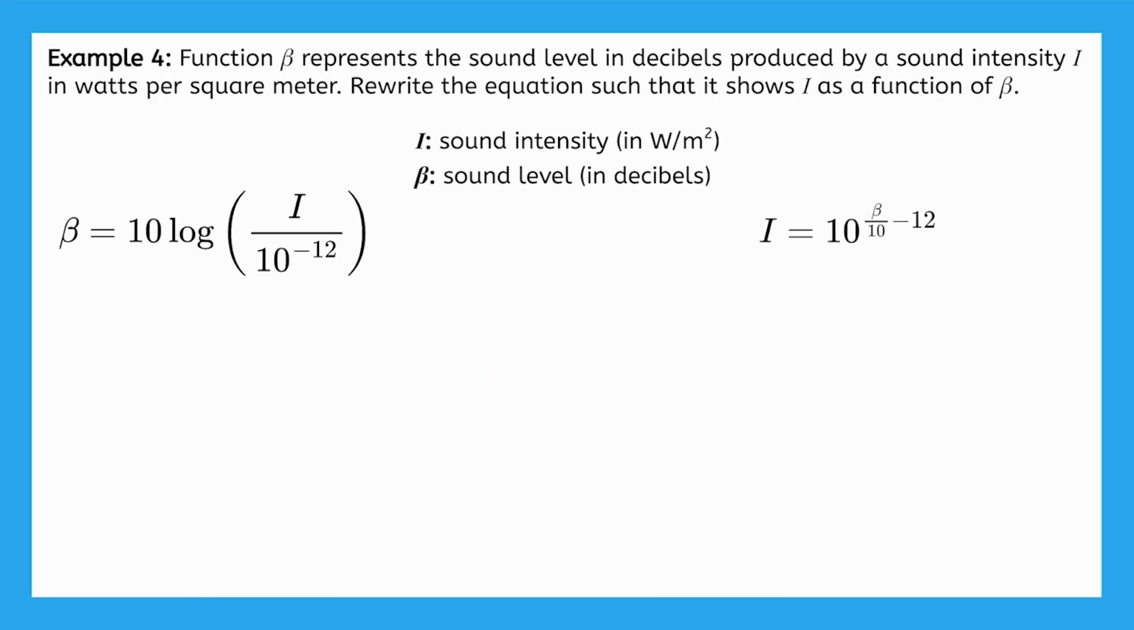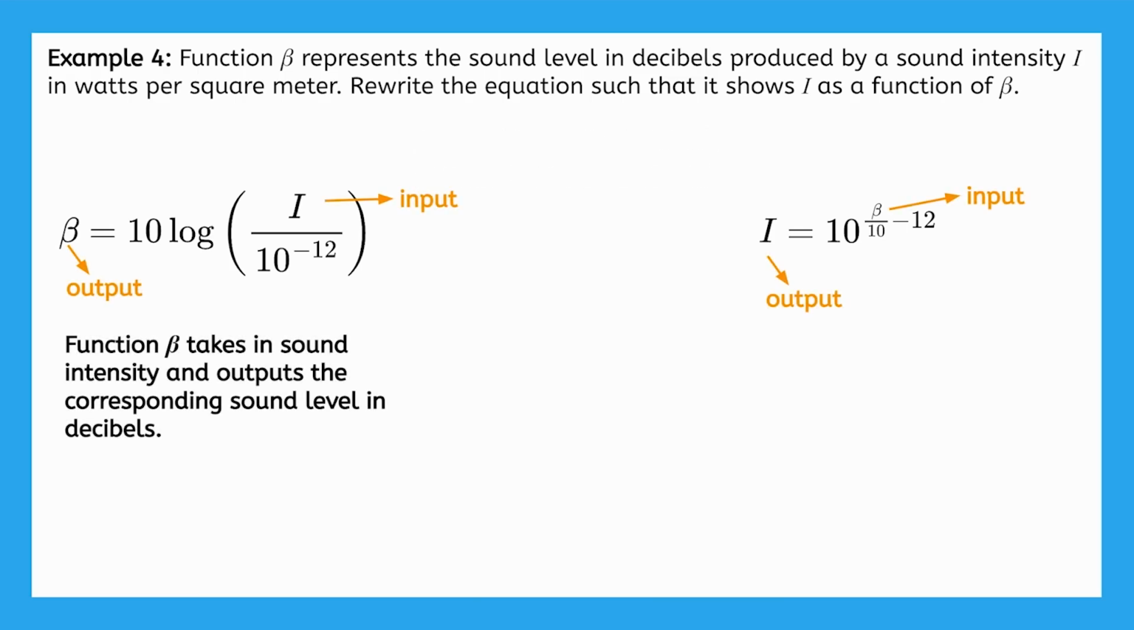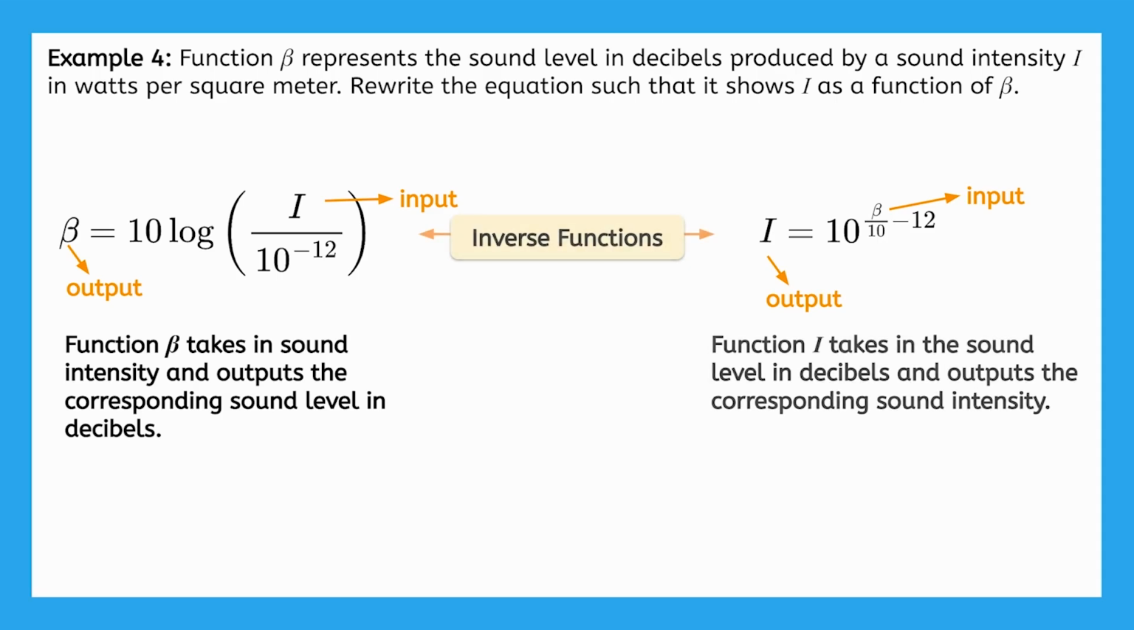Even though we didn't swap the letters, we did switch the input and the output. Function beta takes in sound intensity and outputs the corresponding sound levels in decibels, while its inverse, function I, takes in the sound level in decibels and outputs the corresponding sound intensity.